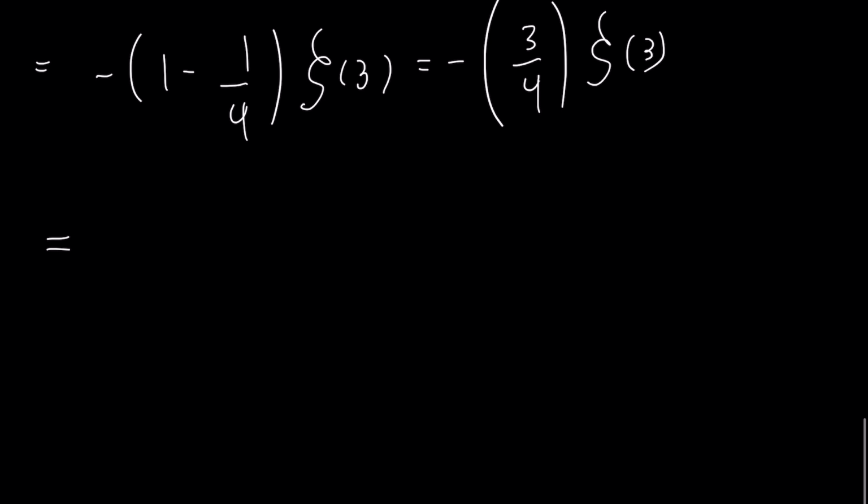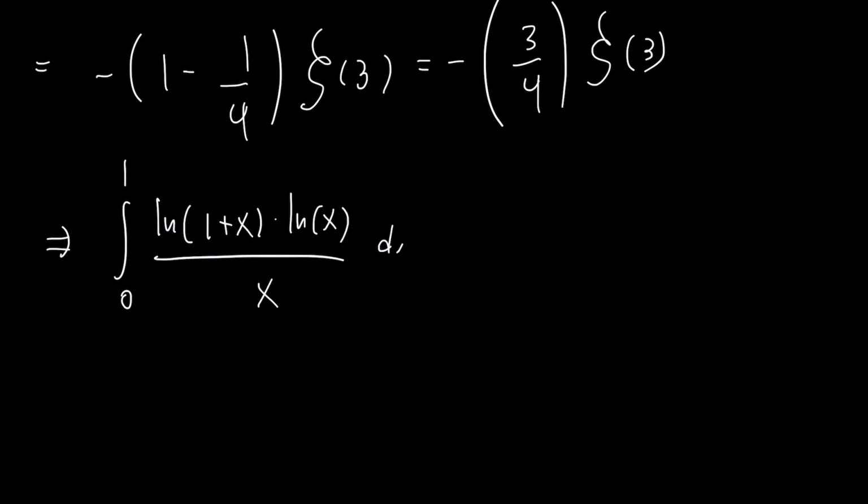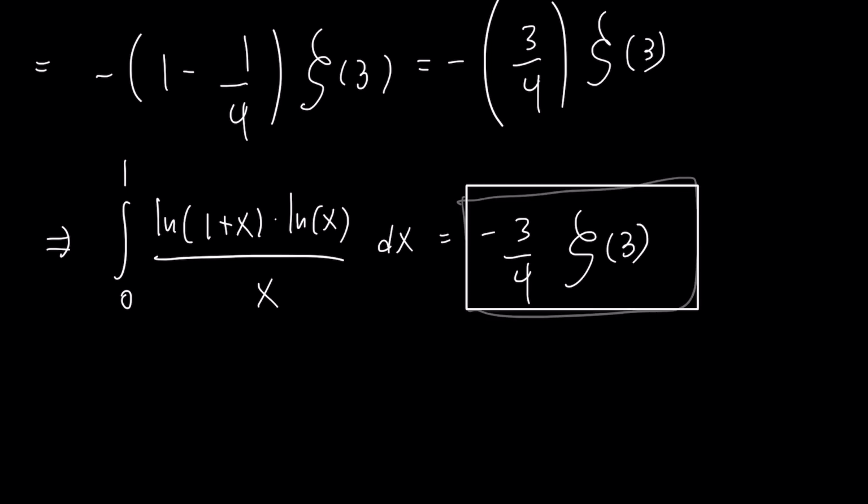So you could say now that therefore the integral from 0 to 1 of the natural log of 1 plus x times the natural log of x over x dx is equal to negative 3/4 zeta 3. And this is the final result.